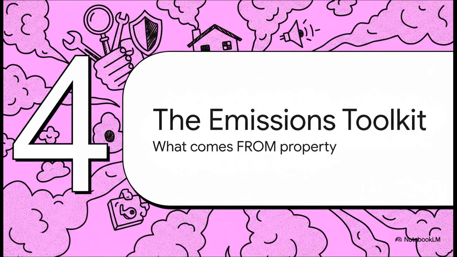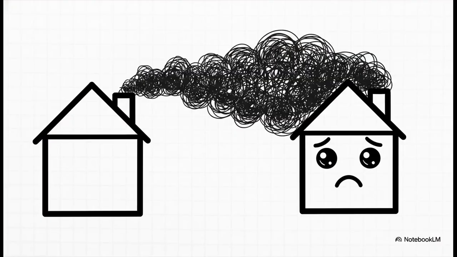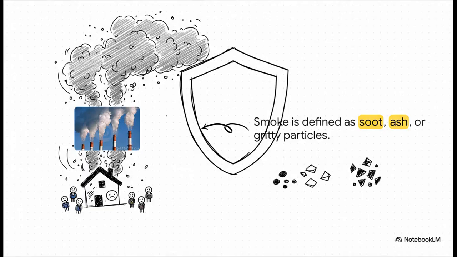Okay, let's move on to the next tray in the toolkit. We've just looked at the state of a property. Now let's look at the tools you have for what's coming from a property. We're talking about emissions. First up, and let's be honest, this is a classic: smoke. This is probably one of the most common complaints you get between neighbors, and you have a specific power to deal with it.